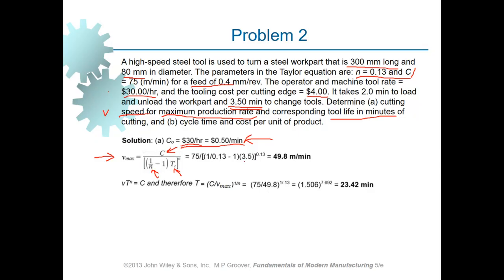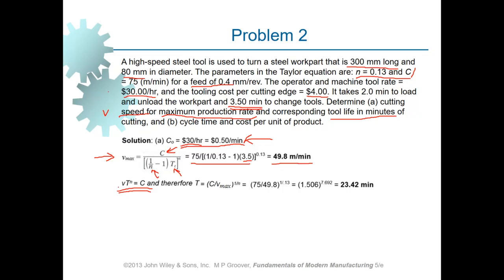So we substitute the values. 3.5 is sitting there, the values of N and also C all in the equation, and this results in computation of the cutting speed giving us maximum production rate, and that is 49.8 meters per minute. Okay, and then we take the equation for tool life, that is Taylor's tool life equation, from the equation sheet that we had in the previous lecture. We take this equation out from there.